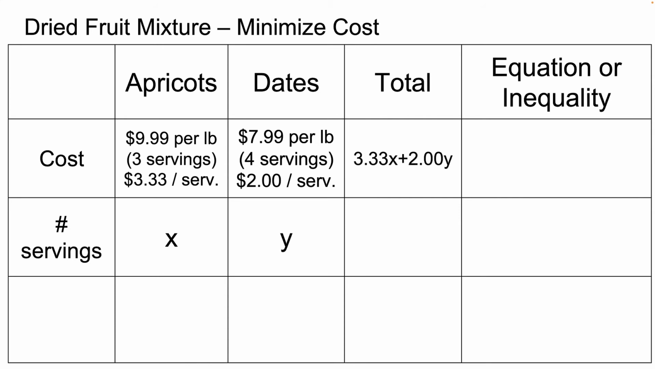It would be $3.33 times the number of servings of apricots, which is X, plus $2 times Y, which is the number of servings of dates. So our objective function is going to be C equals $3.33X plus $2Y. Now that we have our objective function, let's go back to the problem and look for our constraints.